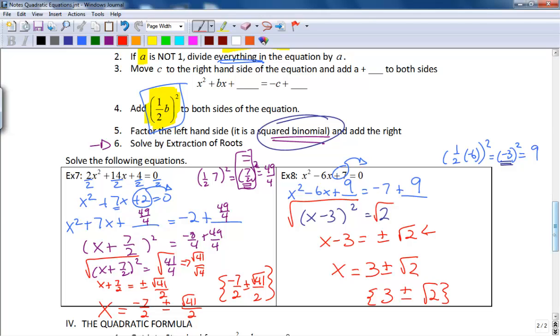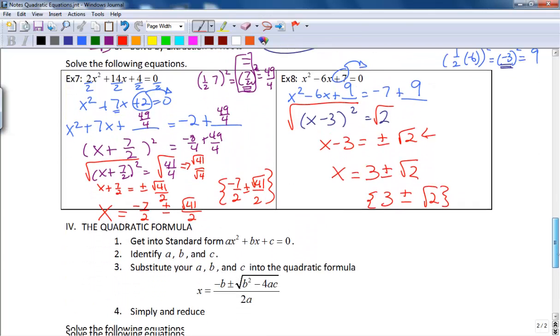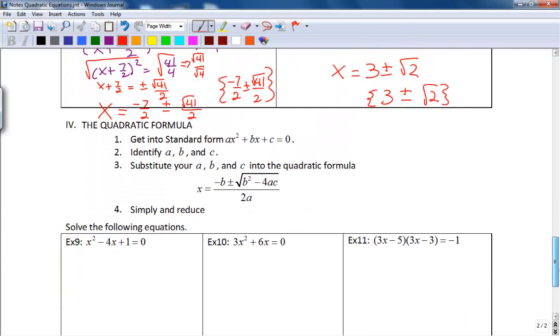All right, so we know how to solve quadratics by factoring. We know how to solve quadratics by extraction of roots. Now we can solve quadratics by completing the square. The very last one that we need to do is the quadratic formula. All right, well, how do you solve by the quadratic formula?